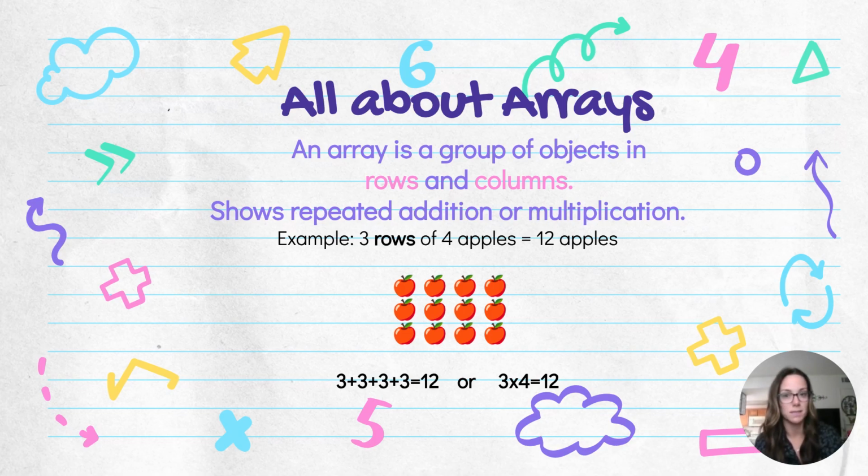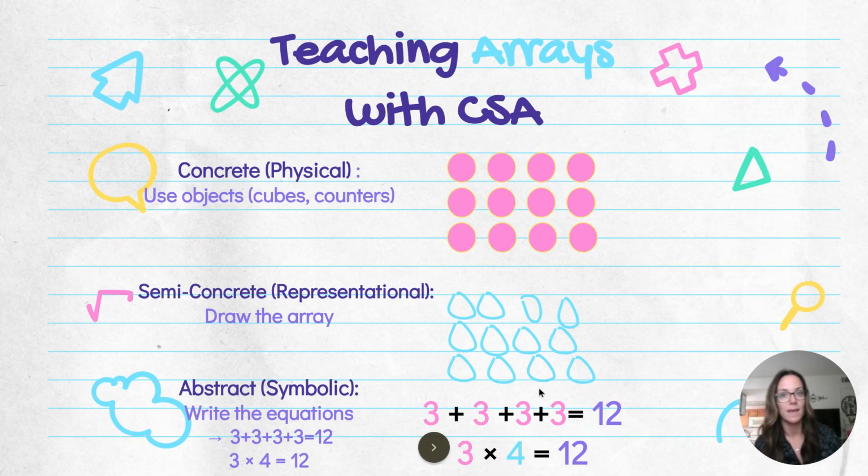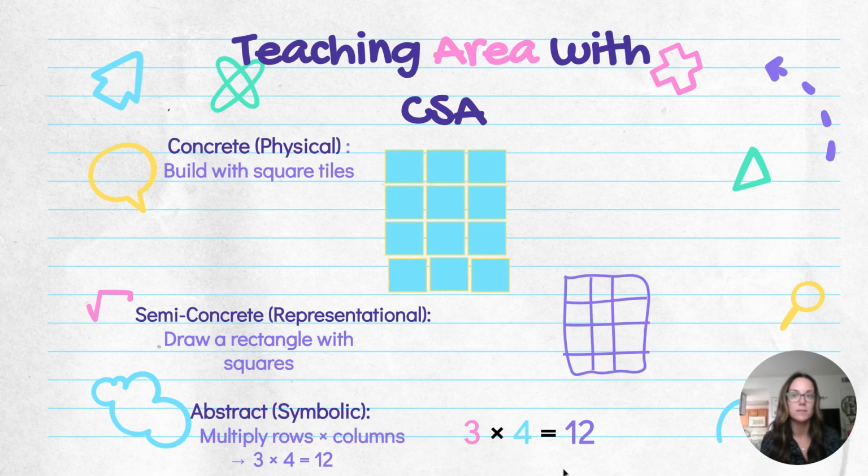I'm showing it as the example with the apples. There are 3 rows of 4 apples, 12 apples, with the repeated addition and the multiplication sentence. Now teaching the arrays with CSA, we have the little counters. I'm using the circles as counters, and I drew out the array, and then I have the repeated addition and the multiplication sentence. And lastly, teaching area with CSA, I have these little square tiles for the concrete manipulatives, and then I drew out a rectangle box, and I have the multiplication sentence showing the area.